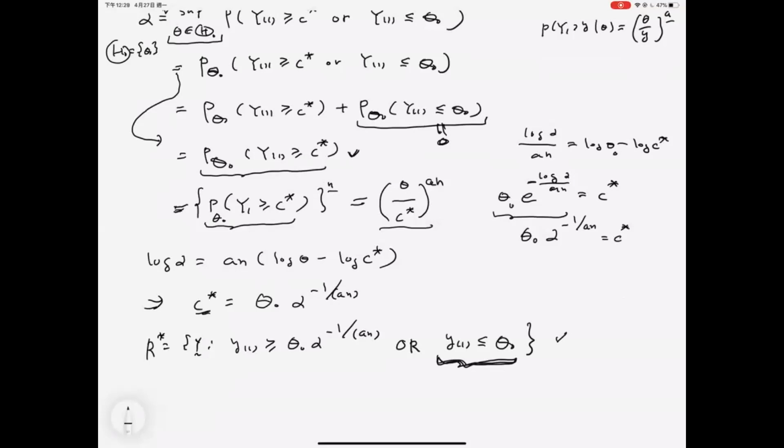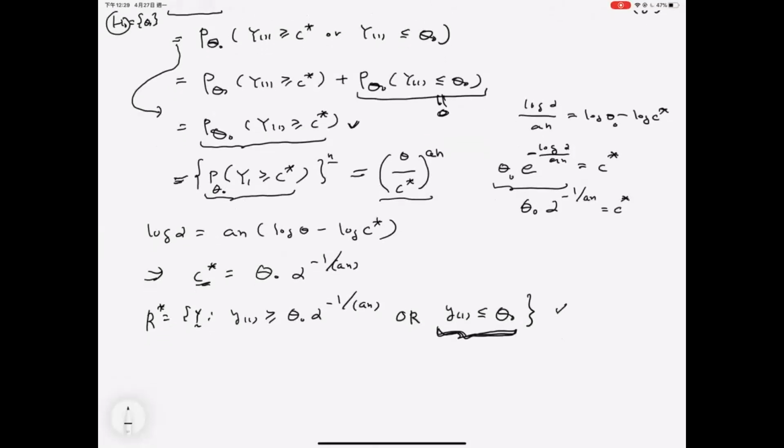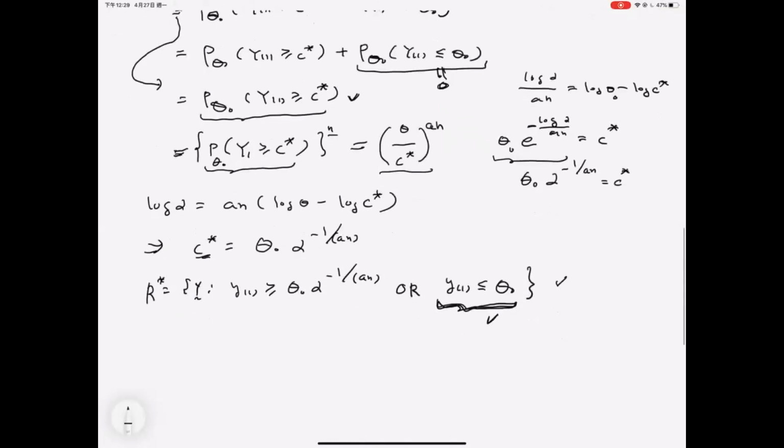Because under the null hypothesis theta is theta not, as long as you collect data from theta not, you are 100% sure that your minimum order statistic is going to be bigger than theta naught. So this basically means that as long as my minimum is smaller than the lower bound theta naught, then I'm going to reject the theta naught hypothesis for sure. Okay.